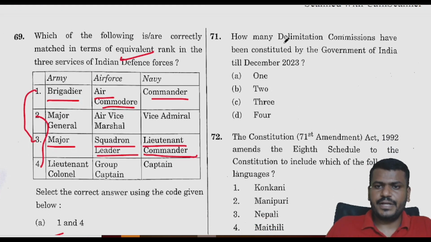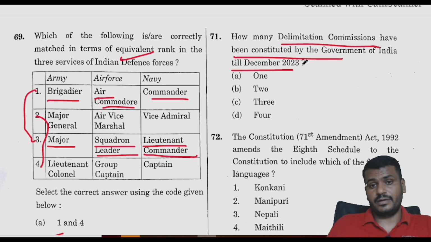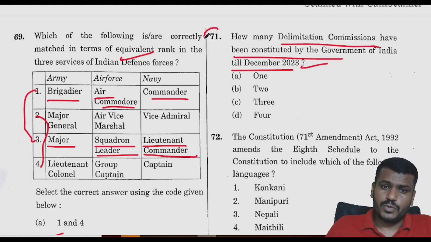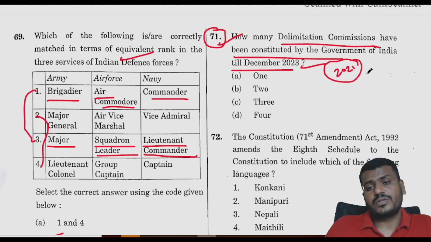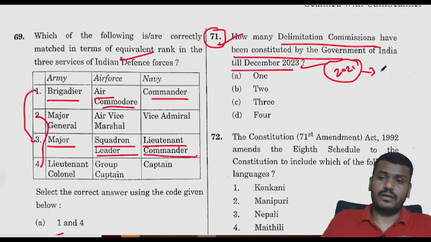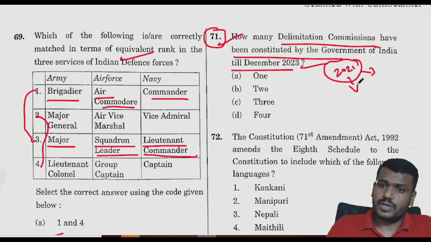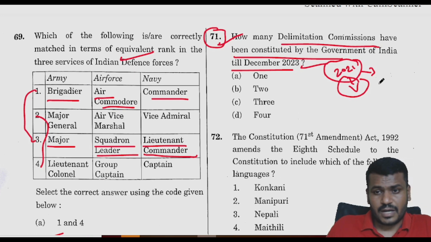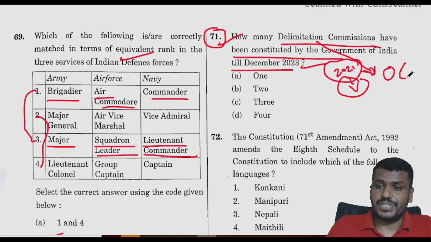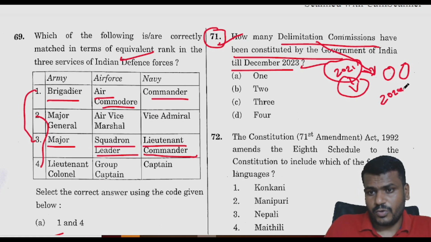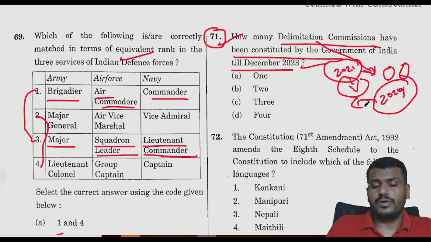Next, how many delimitation commissions have been constituted by the government of India till December 2023? See, this was in the news because in Kashmir we wanted to do this delimitation. In 2021 we would have appointed a delimitation commission, but we did not, because we did not complete the census. 2021 was a COVID year, that's why we did not do the census. After every census, normally a delimitation commission is appointed to reborder the constituencies. Before the 2029 election we have to reborder the constituencies because we are going to give women reservation by 2029, as per the government announcement.